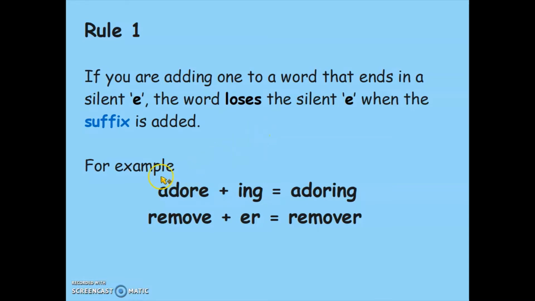So for example, the root word adore ends in a silent E. If we were adding ing, the new word would be adoring, but you need to get rid of the E. The same with remove, that ends with an E. If we were adding able onto it, we wouldn't want 2 E's. So we would get rid of this E and add the suffix, and your new word would be removable.